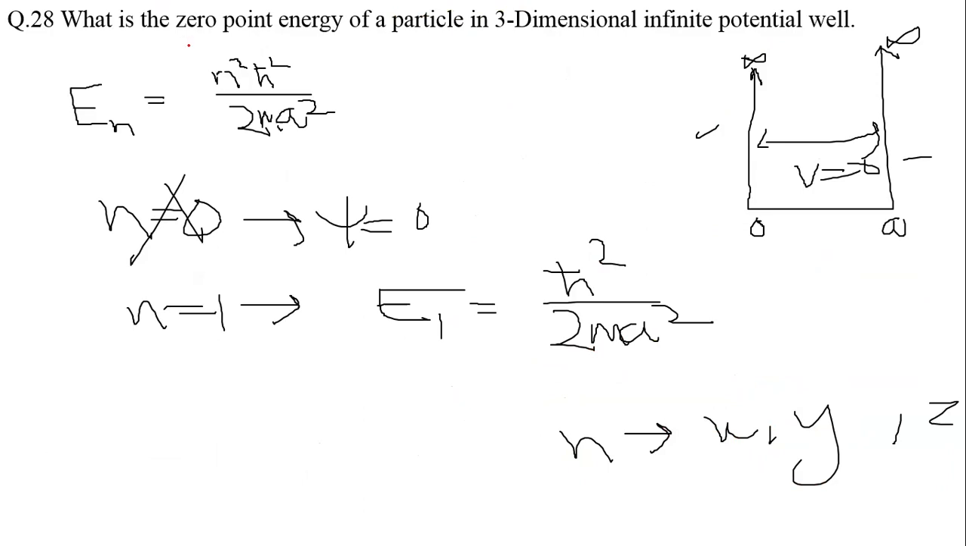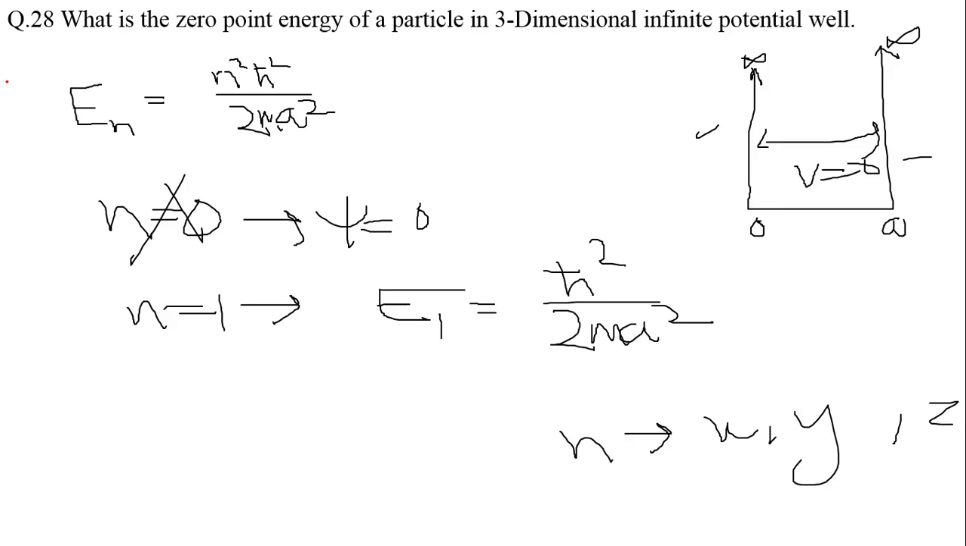So this question was, what is the 0 point energy of a particle in a three-dimensional infinite potential well? We know for a one-dimensional infinite potential well, the energy value is En equals n square h cross square by 2m a square, where n stands for the quantum number representing the state, and n starts from 1, that is 1, 2, 3 like that. So the 0 point energy becomes h cross square by 2m a square.